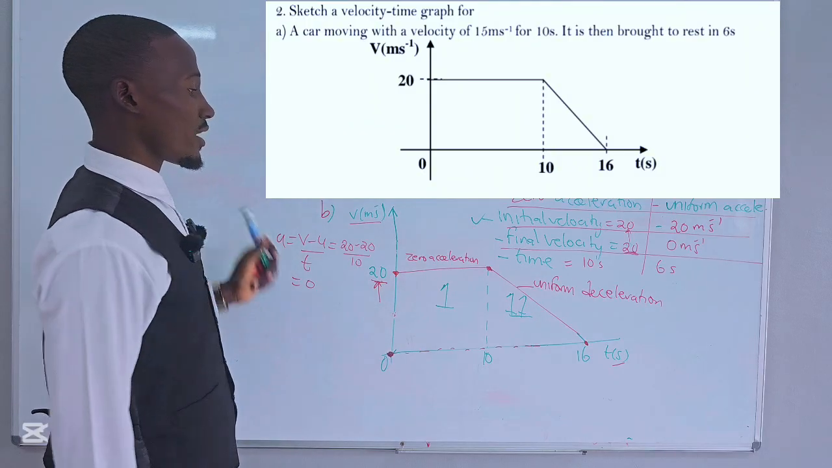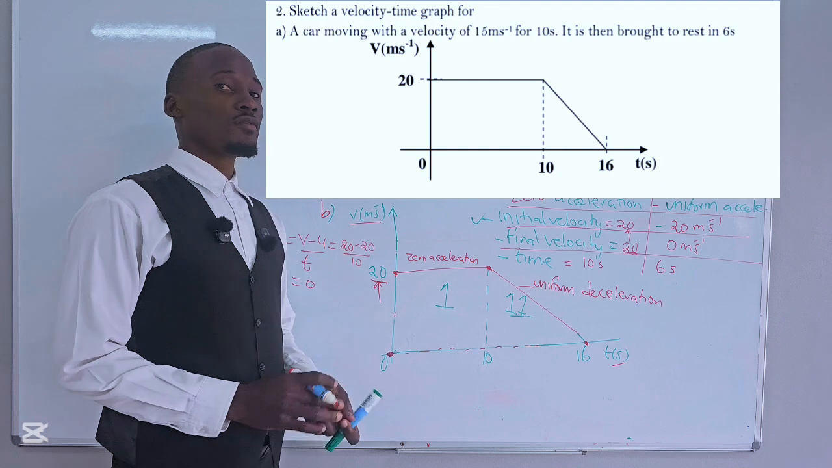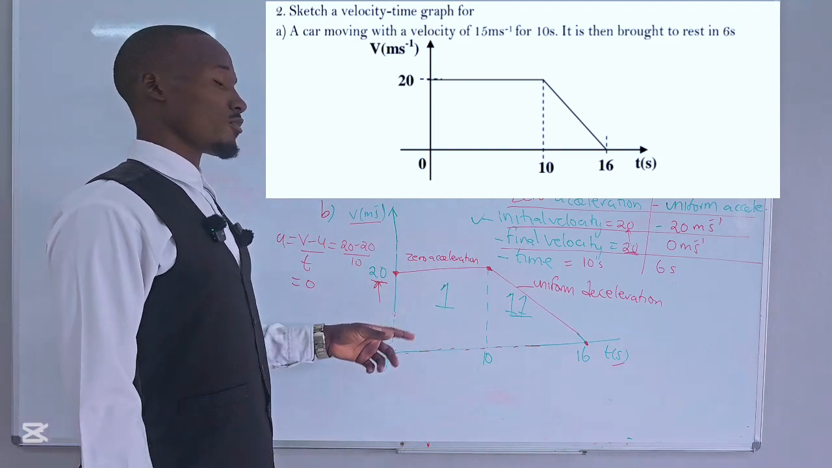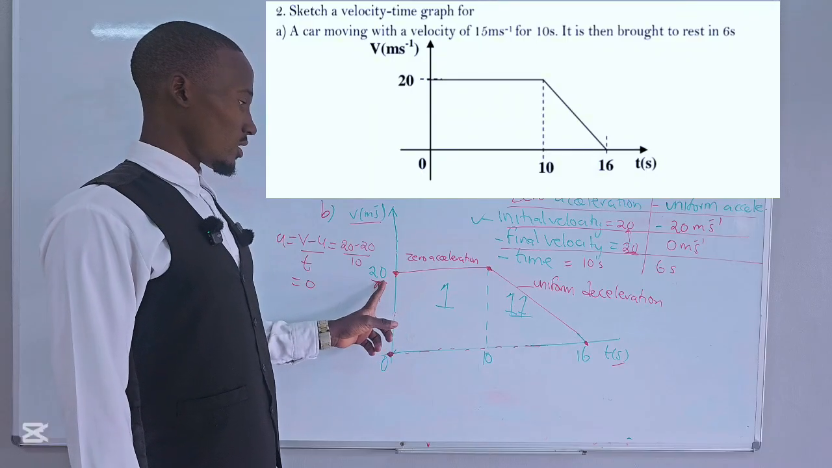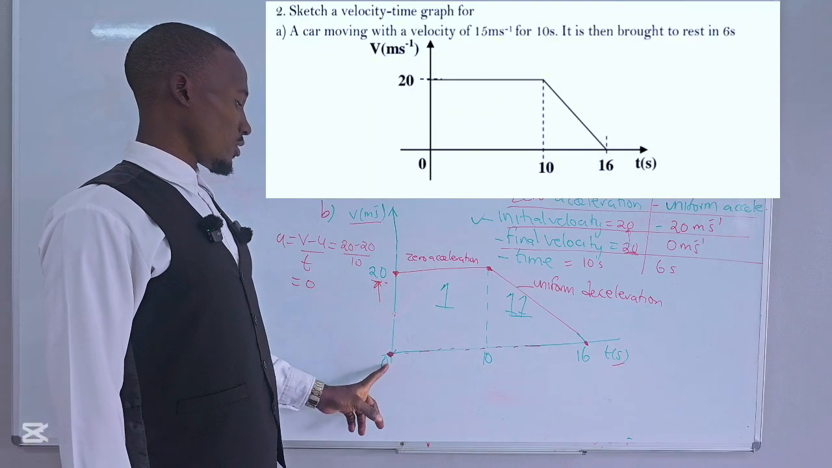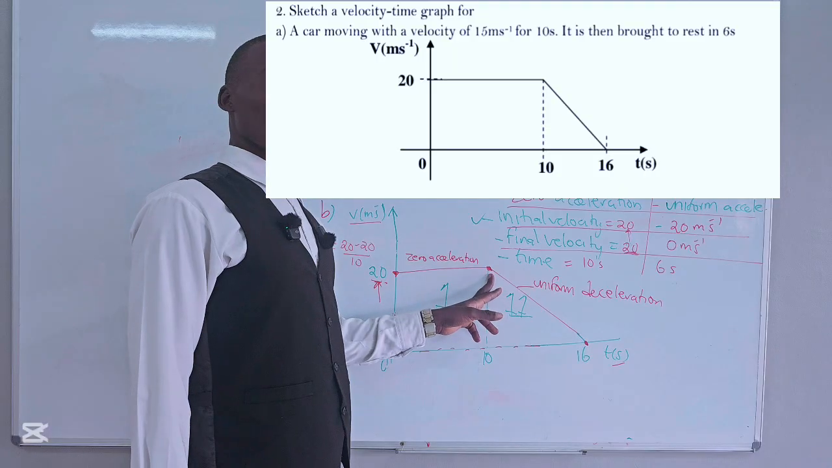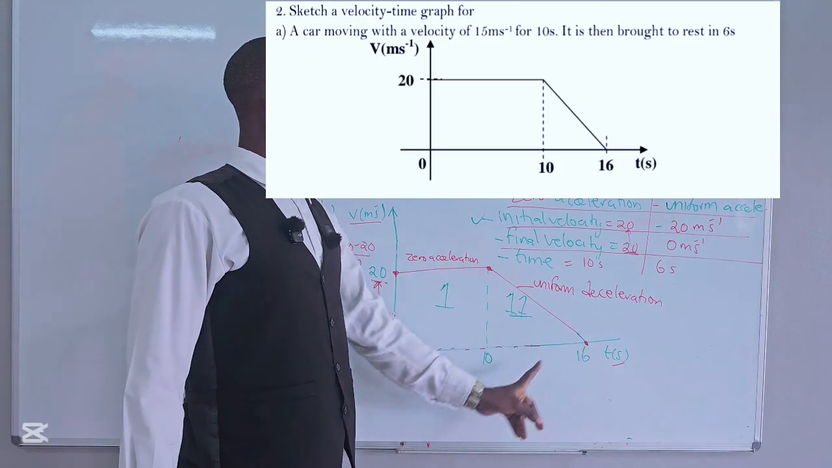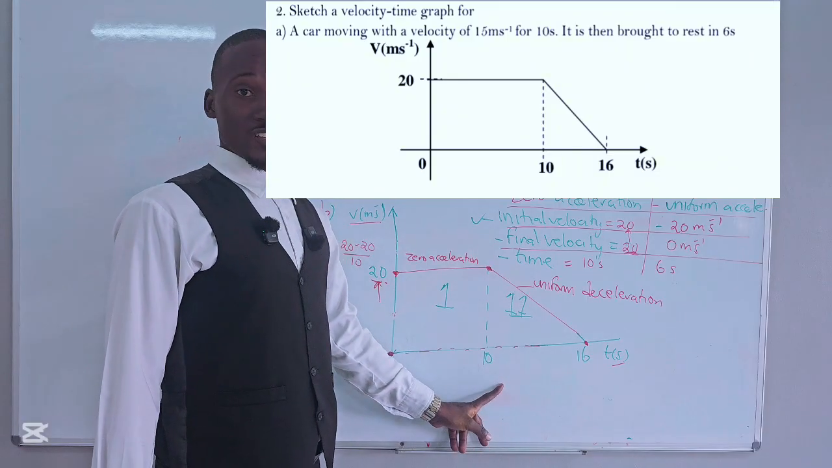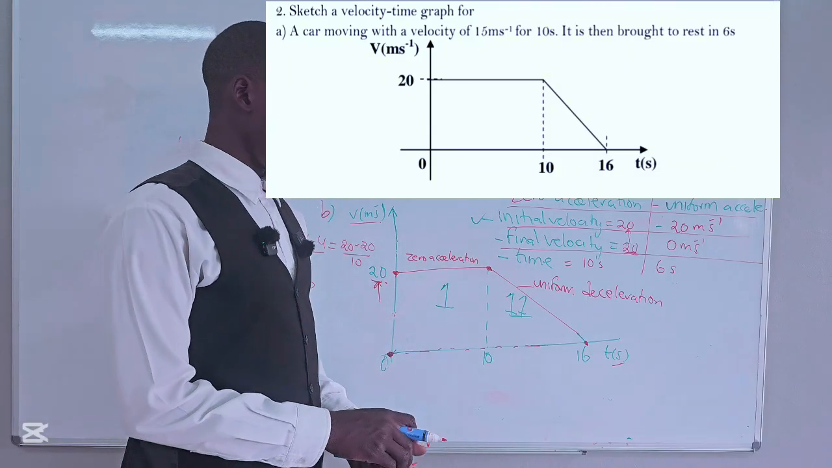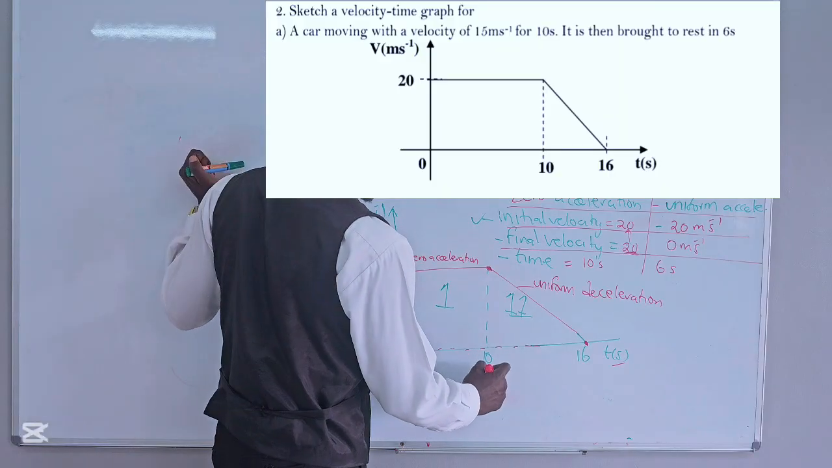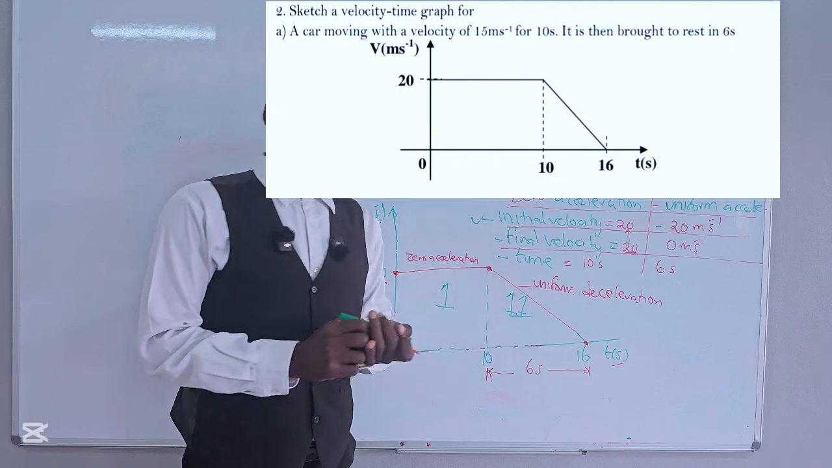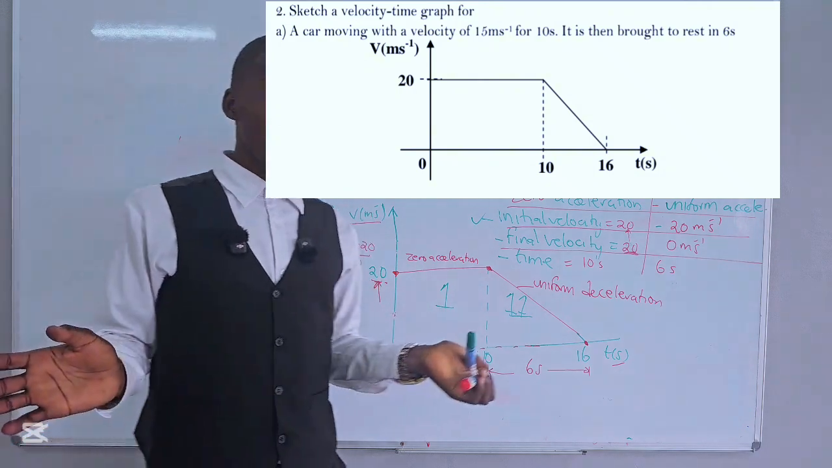So how do we combine all that and explain the motion of our graph? We will say a body starts with a velocity of 20 meters per second. It then maintains this velocity for 10 seconds. It then decelerates uniformly from the velocity of 20 meters per second to rest in the next 6 seconds, because from here to here, we are having an interval of 6 seconds. And there you go, you're done explaining the graph.